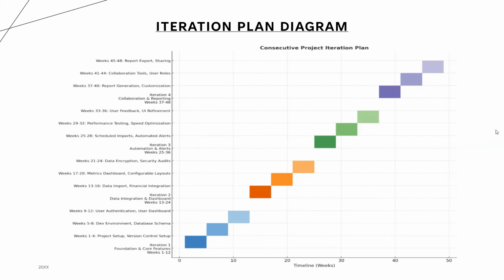Last but not least, in iteration 4, we will work on collaboration and reporting, which includes report generation and customization in the first month. In the second month of iteration 4, we will work on collaboration tools and user roles, and in the last iteration month, we will work on report export and sharing.